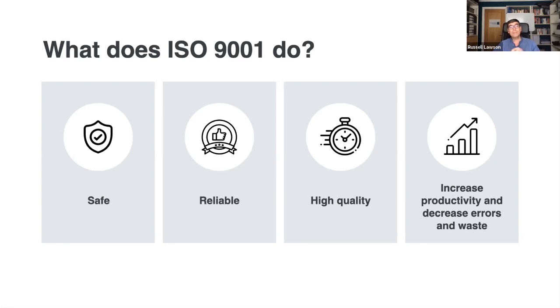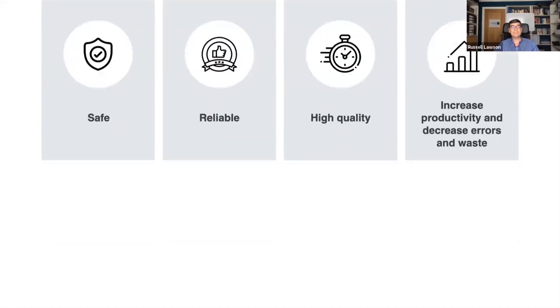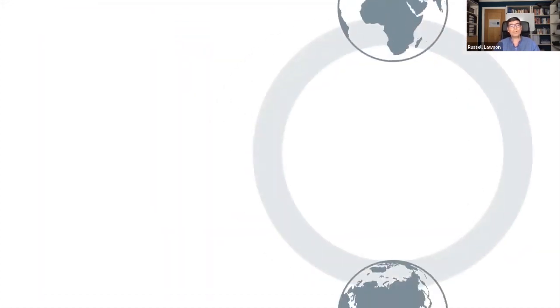Basically, the principle behind the ISO 9001 quality management standard is to help ensure that safe, reliable, and high quality products and services can be delivered by organizations who at the same time can increase their productivity and decrease errors and waste. So it's about ensuring that consumers and end users always receive products and services to these internationally recognized standards. So what are ISOs?